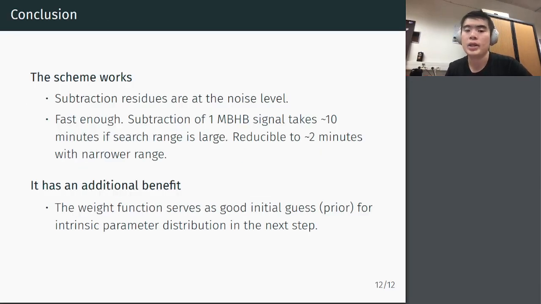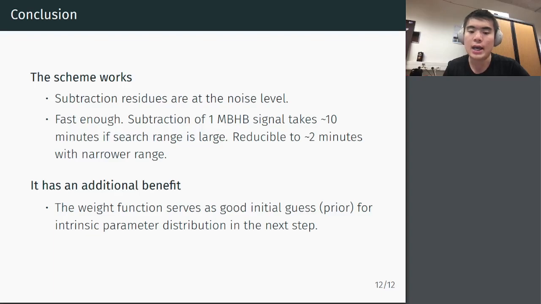In conclusion, the scheme works very well. The residues are indeed at the noise level, and it is also fast enough. On a cluster, subtraction of one MBHB signal takes about 10 minutes if the search range is large, which means it covers all possible parameter values. We can reduce it to about 2 minutes if we can narrow down this range.